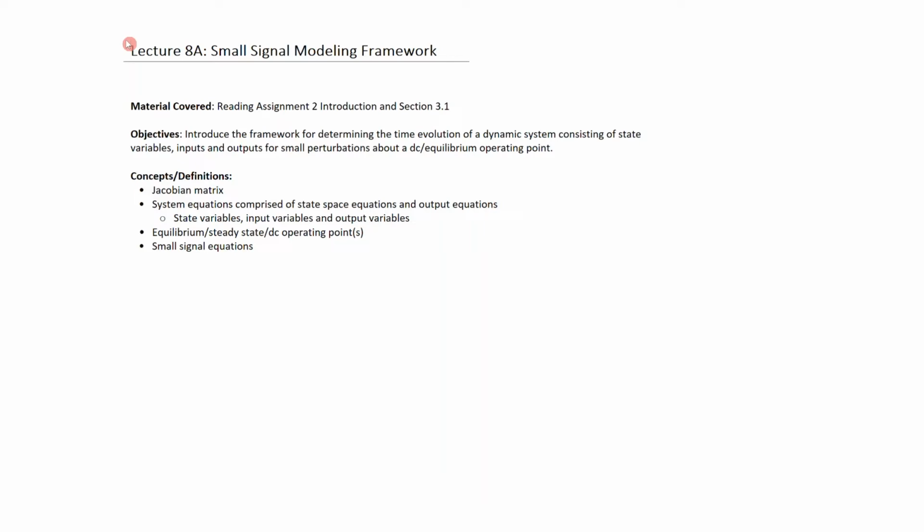Secondly are the system equations, comprised of state space equations and output equations. And if we consider these equations, then there are three types of variables to consider: state variables, input variables, and output variables. And then we're going to be using these three terms interchangeably: an equilibrium point or points, depending on the number of variables, steady state points, or DC operating points essentially mean the same thing. And then finally, what do we mean by small signal equations?